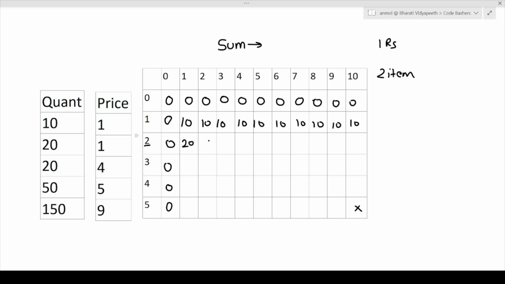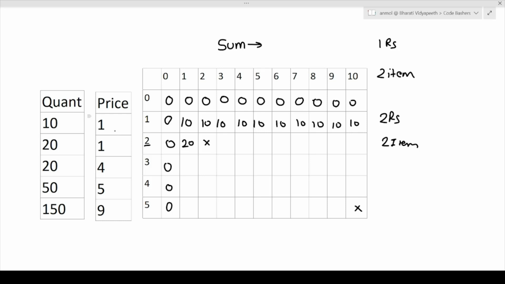Now come into this cell. What is this cell denoting? That we have 2 rupees available with us and 2 items available with us. So we will check the price of those two items. You can see that the first two items are of price 1 each. So can we buy both the items?